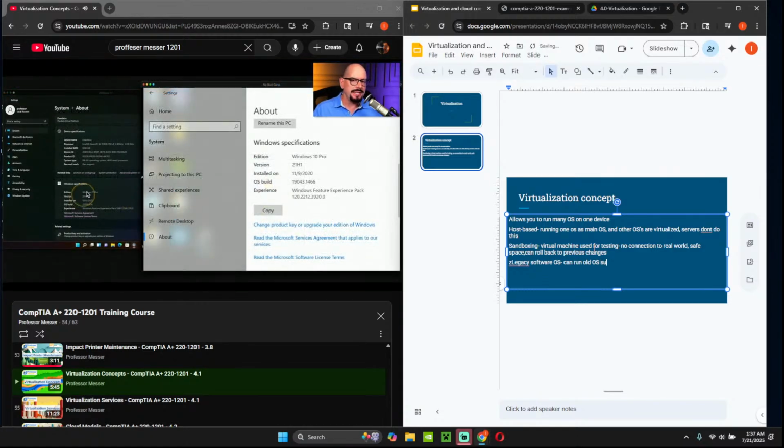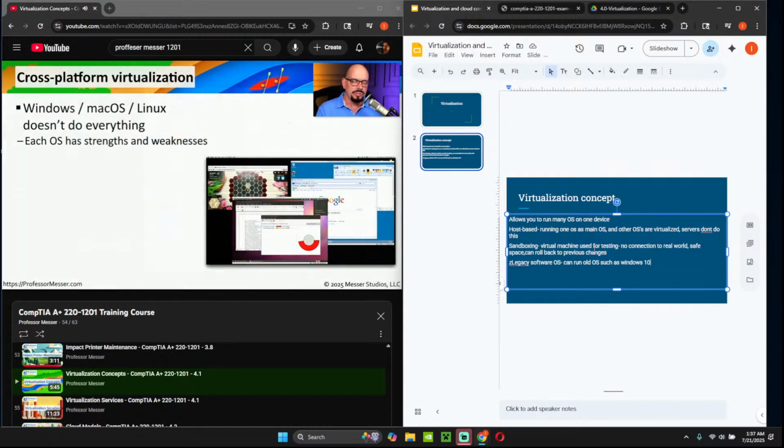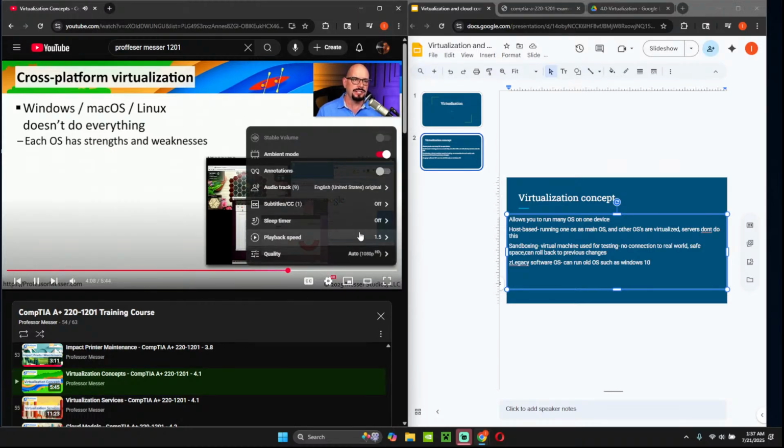Here's a better view of this. You can see that we are running simultaneously on this computer a Windows 11 Pro system and a Windows 10 Pro system, both at the same time, and I can switch back and forth between either of these at any time without having to reboot my system. And of course, this doesn't have to be all the same type of operating system. We could have cross-platform virtualization like the one you see here.